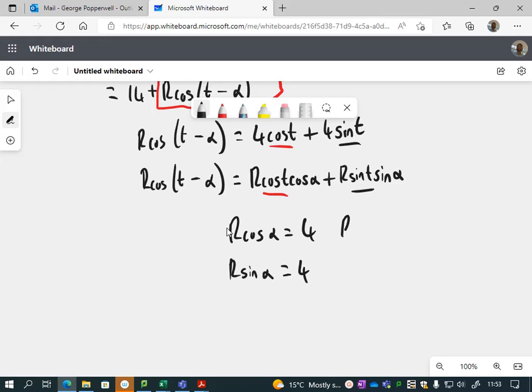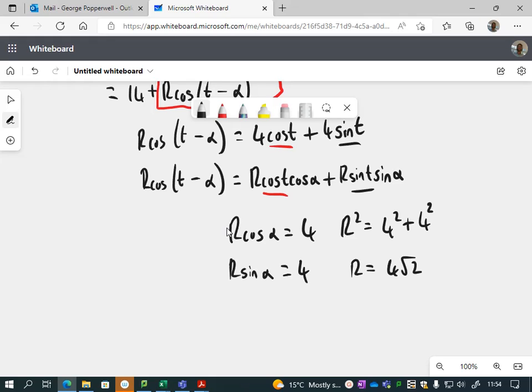Going from there, I know that r squared is equal to 4 squared plus 4 squared. Again, if you're not sure where this comes from, speak to your lecturer. So r is the square root of that, which is 4 root 2.